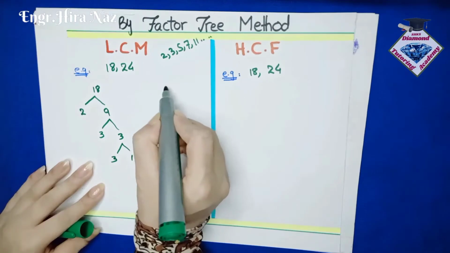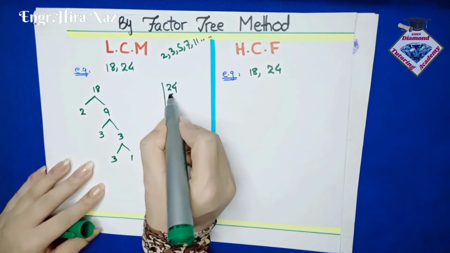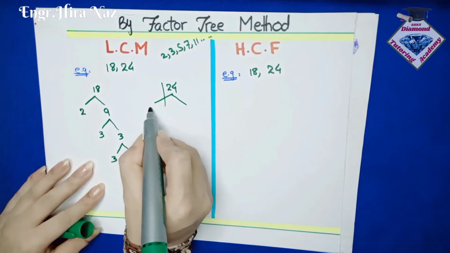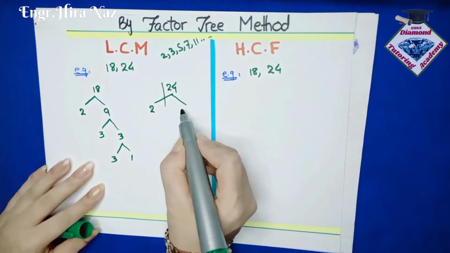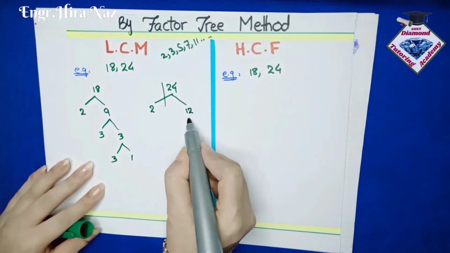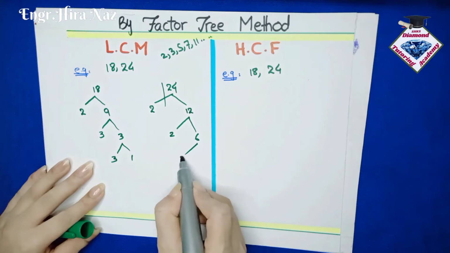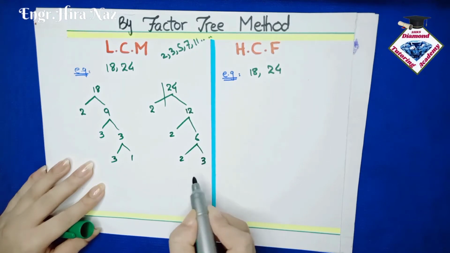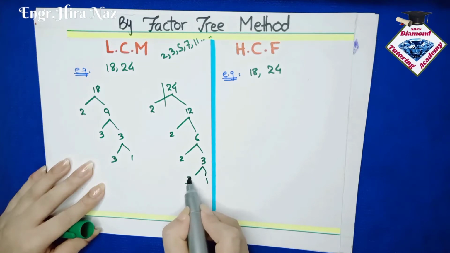Understand? Now you have to divide 24. For 24, you have to take here a divisor, and here you have to write multiples, like 2 times 12 is 24. Again, 2 times 6 is 12. Again, 2 times 3 is 6. Again, 3 times 1 is 3.